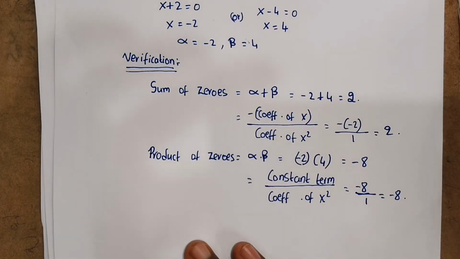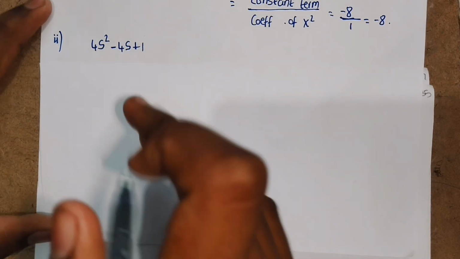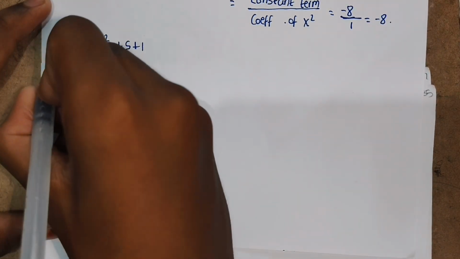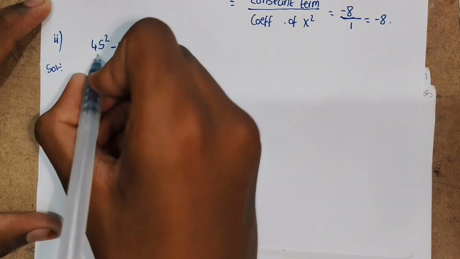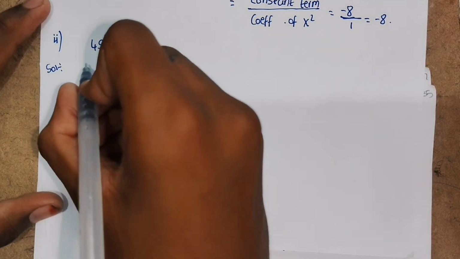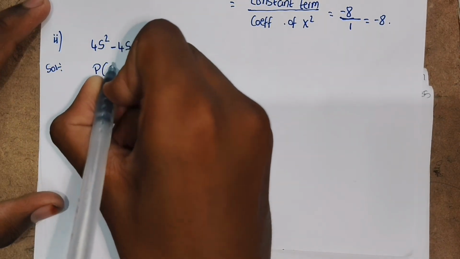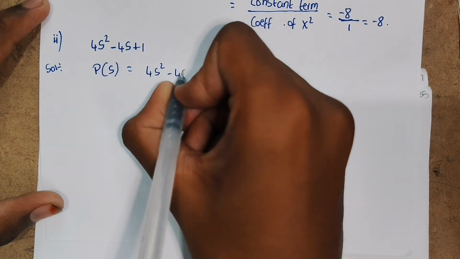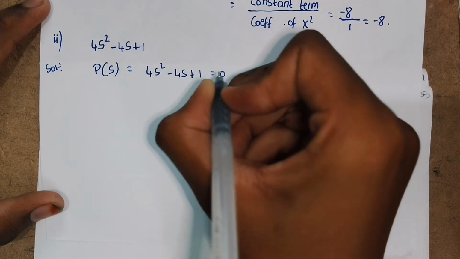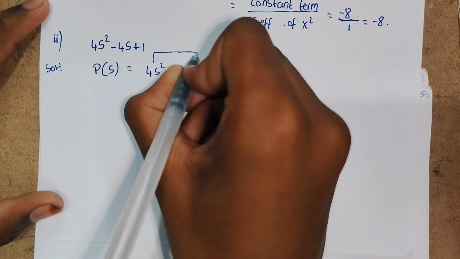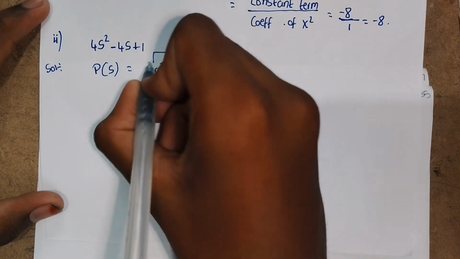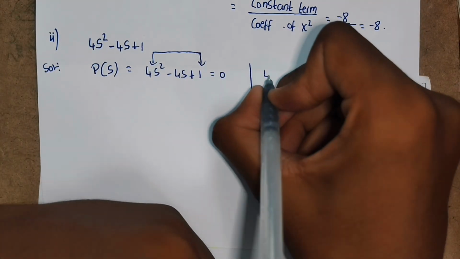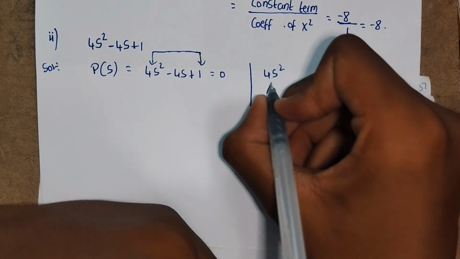Let us go to the second problem. Here the second question is 4s square minus 4s plus 1. Let us solve it. I am taking it as P of s equals to 4s square minus 4s plus 1 equals to 0. I am multiplying these both numbers. By multiplying those both, I get 4s square.